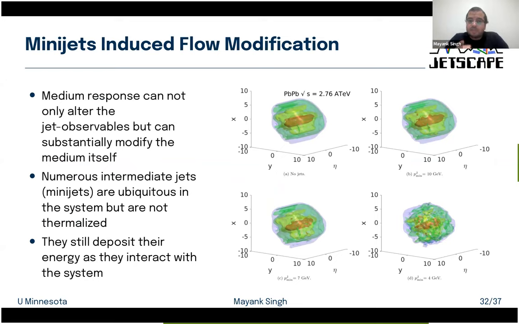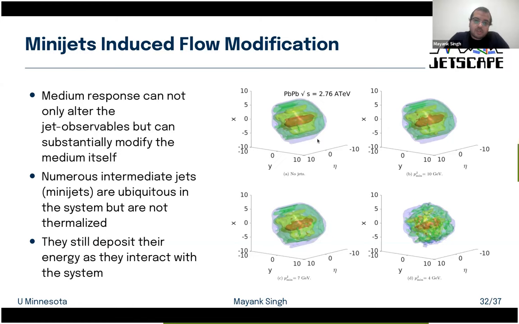So these 4, 5, 6, 10 GeV jets are not thermalized. Their relaxation time is longer than the lifetime of the fireball. So they can't effectively be treated in the fluid as collective medium, but they are there. So they will interact with the QGP and they will deposit energy, and it will substantially alter the evolution.